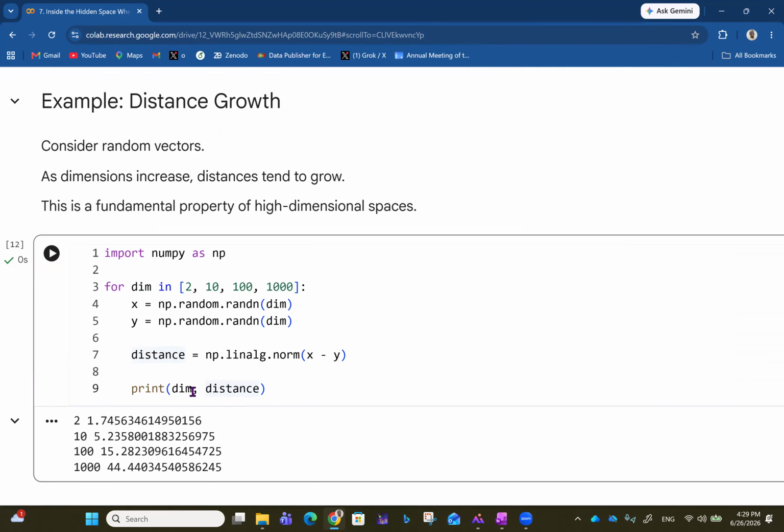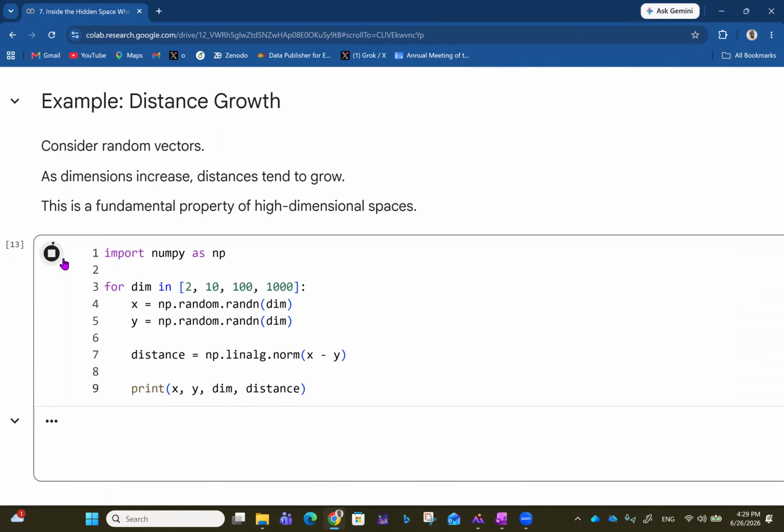Should we print X and Y also? I think we should print X and Y. Let me just print X and Y and see what happens. Yeah, let's see if we can print all of this.